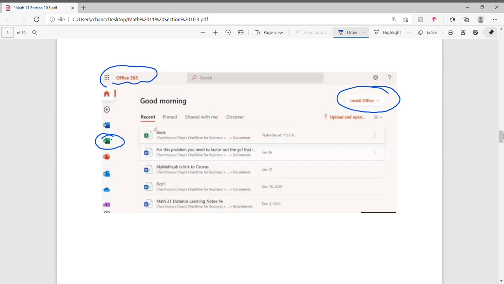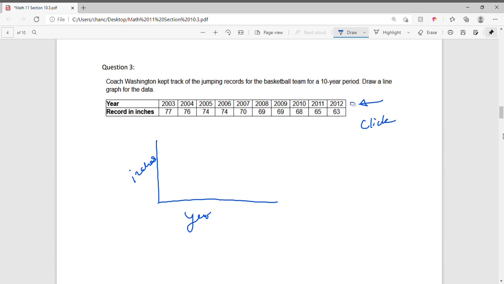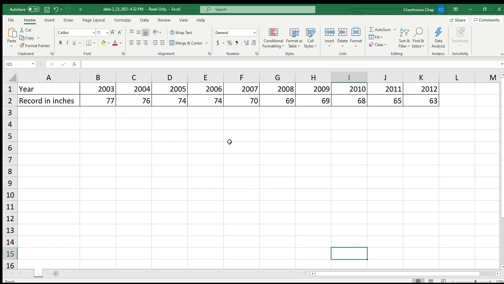So let's get started with the problem. Once you click that double rectangle box here, it should open into Excel. And here is the data in a table written in Excel. You can also type this by hand in a vertical orientation or a horizontal orientation. That's up to you.